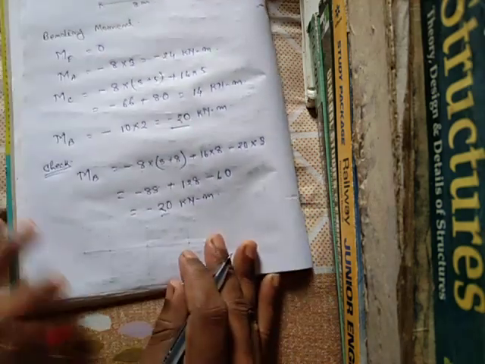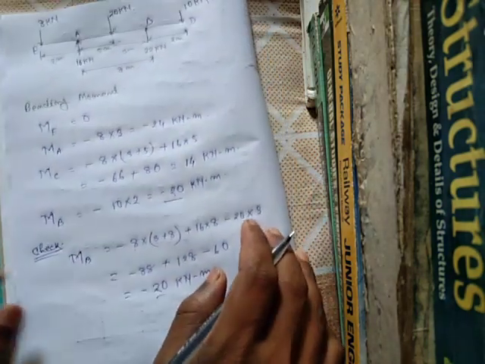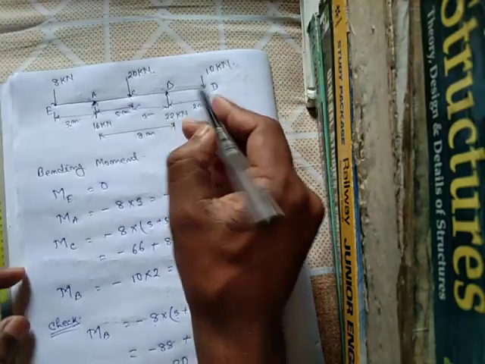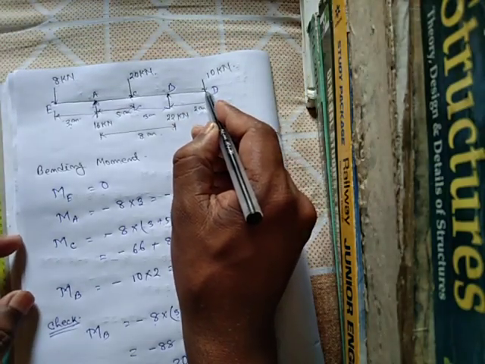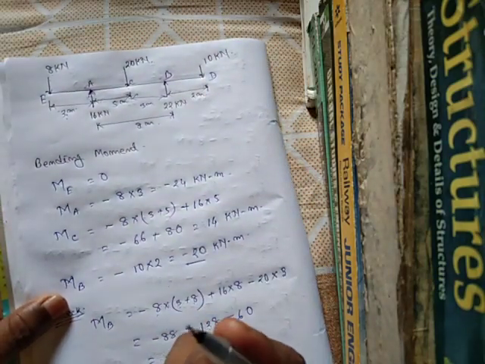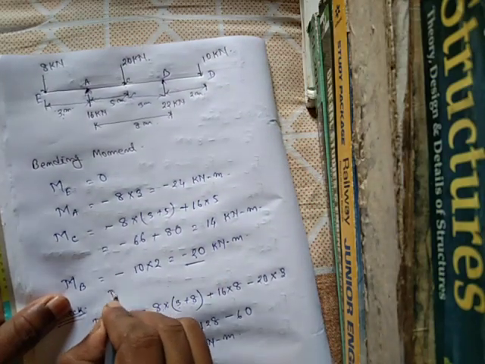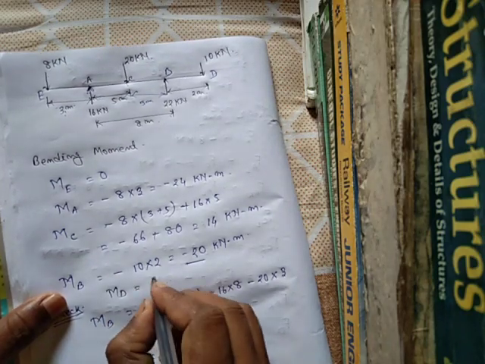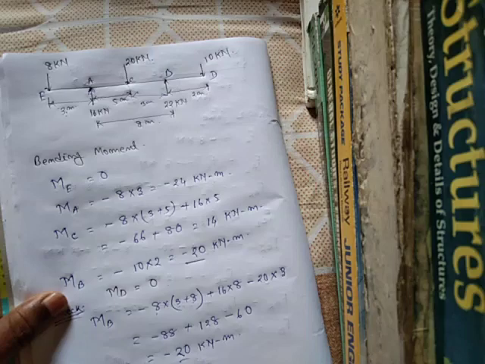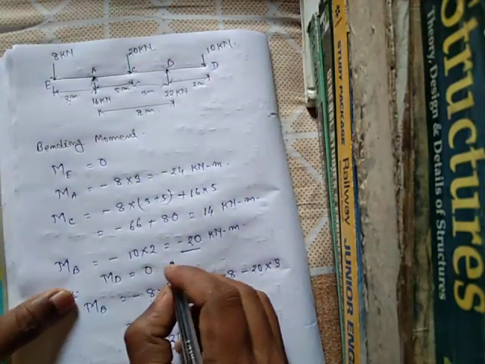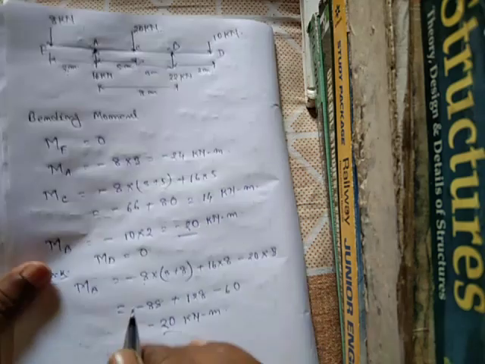Now we can draw the bending moment diagram. One thing: what will be the bending moment at point D? Always 0, it is a free end. I am writing it using the black pen. The bending moment at point D will always be 0. You can also check it from this side.